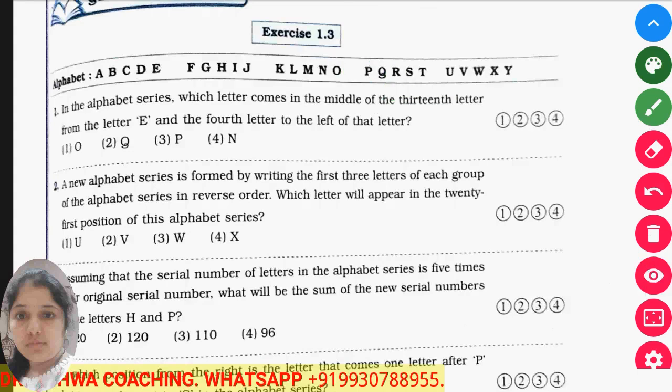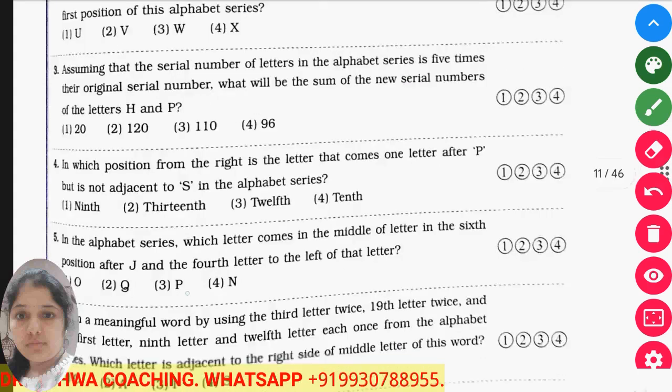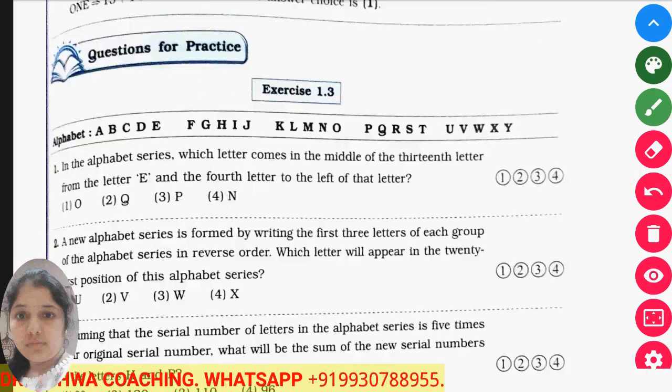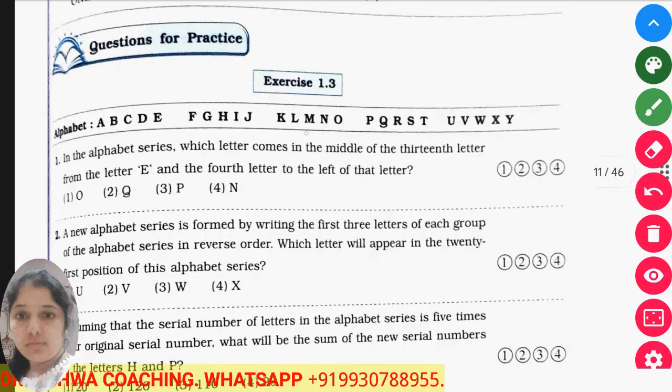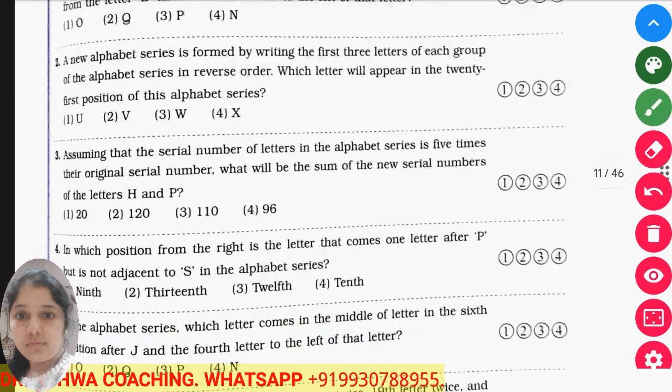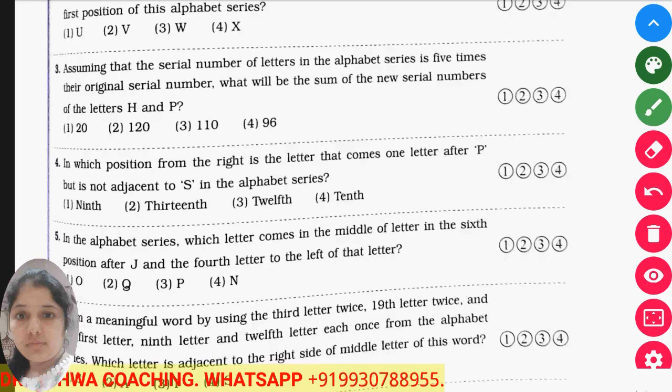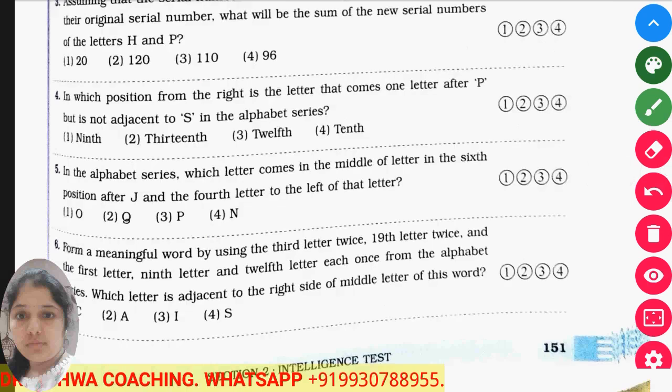So the letter which is not adjacent to S is N, and its number from the right we have to calculate. So these 5, 10, 11 and 12. So the 12th letter, N, is the letter which is not adjacent to S but is one letter after P. Okay, so like this you have to crack the sums.